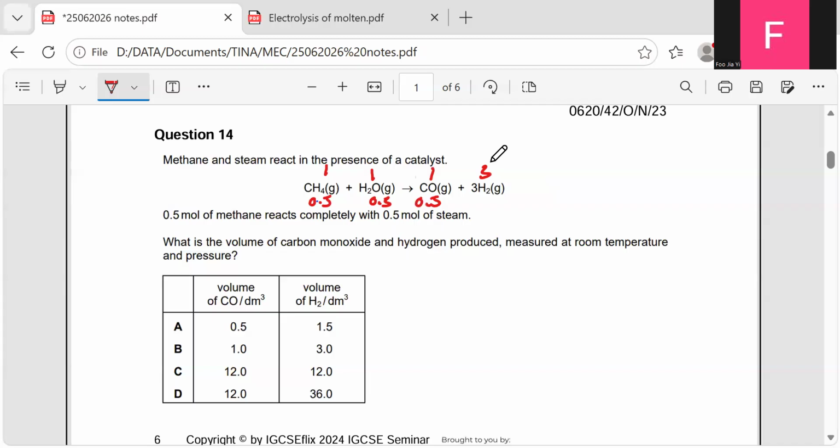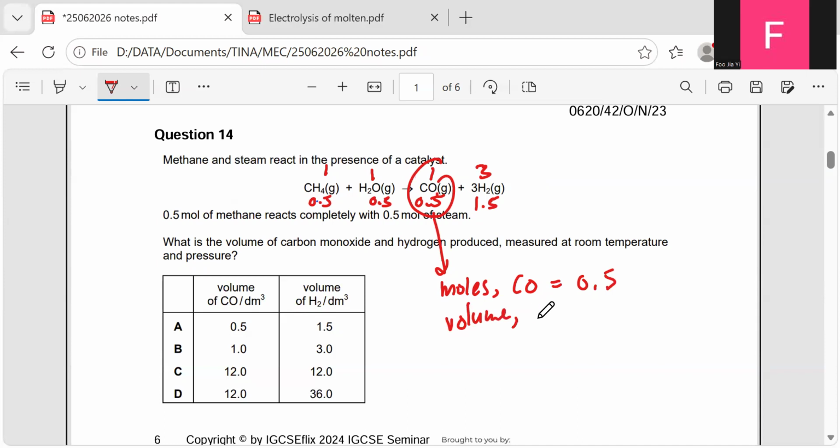Do you know where I get the ratio? The number in front. There's no number means 1. So it's 1 to 1 to 1 to 3. Correct? So if this one is 0.5, how much is this? 0.5 times 3, 1.5. So moles of CO is 0.5.